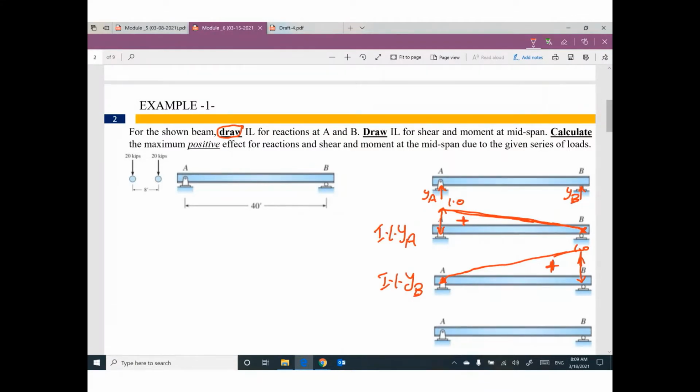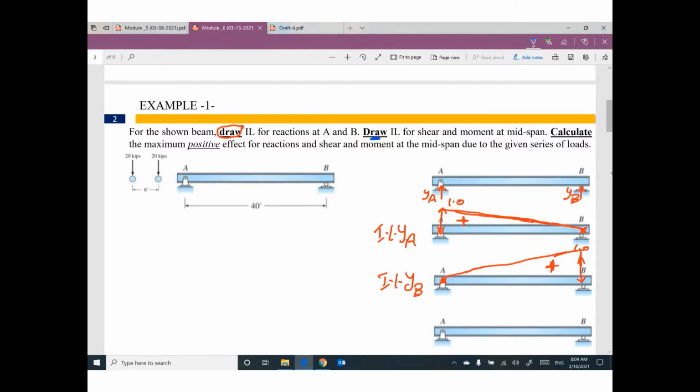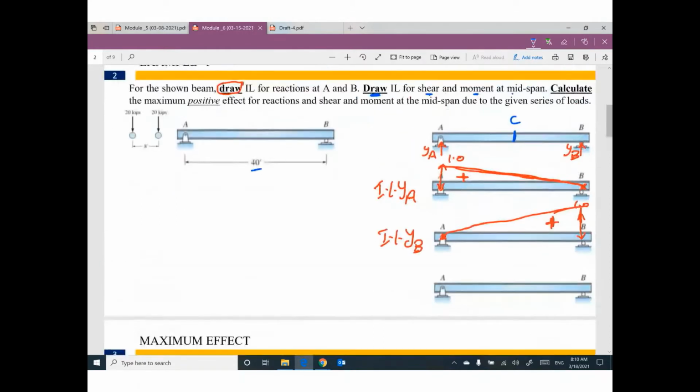That's good. The second part of this problem, we are looking to draw influence line for shear and moment at midspan. Midspan means we have a point here. We can call it C at midspan. So the total span is 40. So we can say this distance will be 20 feet and this distance will be 20 feet. Midspan at the midpoint, the mid distance.